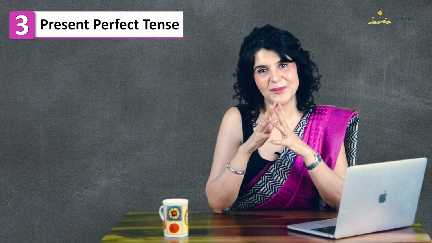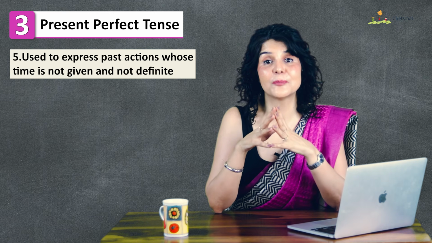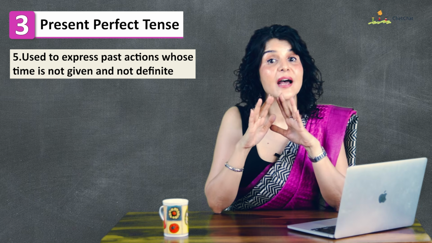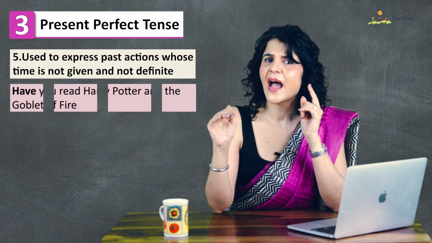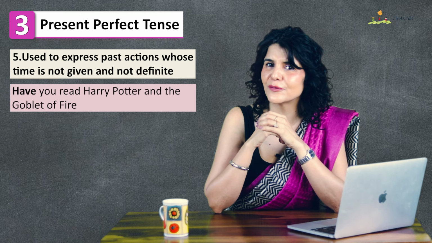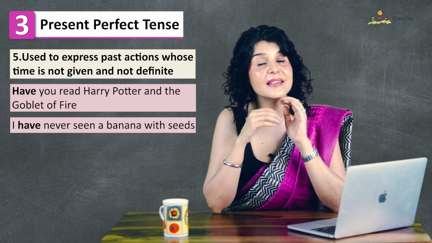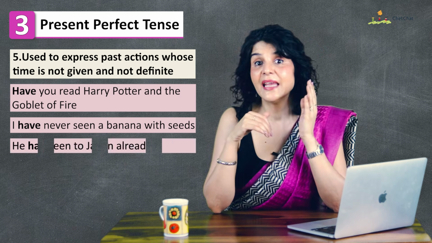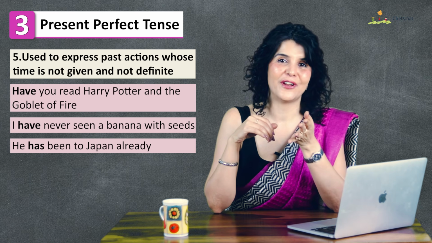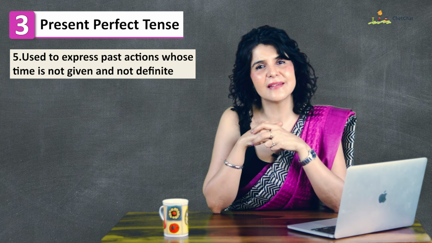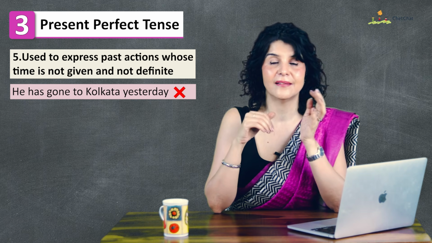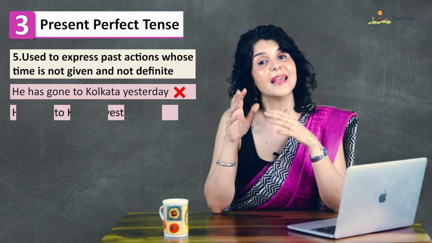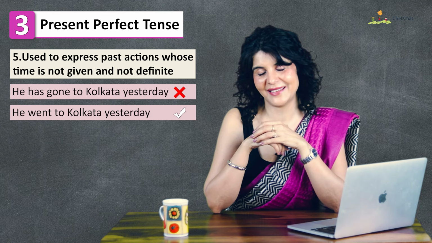Use number 5. The present perfect is used to express past action whose time is not given and not definite. Have you read Harry Potter and the Goblet of Fire? I have never seen a banana with seeds. He has been to Japan already. We would, for instance, never say, he has gone to Kolkata yesterday. Instead, we would simply say, he went to Kolkata yesterday.